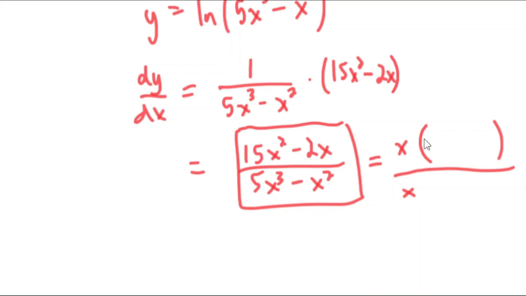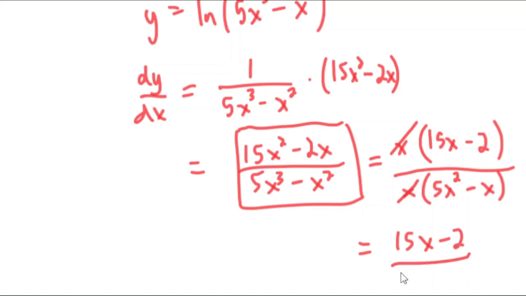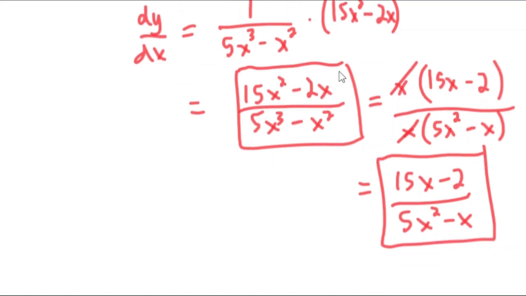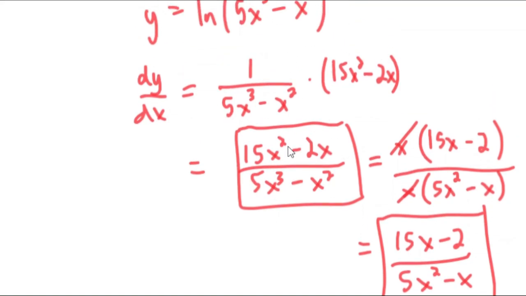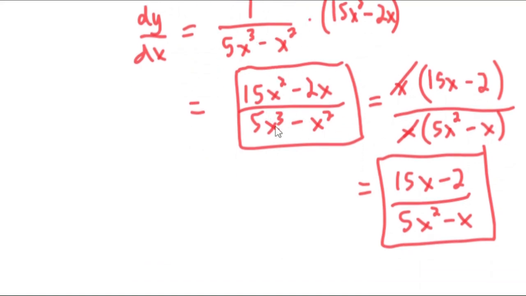When we factor out the x from the top, we get 15x minus 2. When we factor out the x from the bottom, we get 5x squared minus x. So you distribute the x here, it would become this. You distribute the x here, it would become this. And so these x's cancel. So what you end up with is 15x minus 2 over 5x squared minus x. If this were not a multiple choice question, you could just put this as your answer or this as your answer. But notice neither of those appeared as one of the choices.